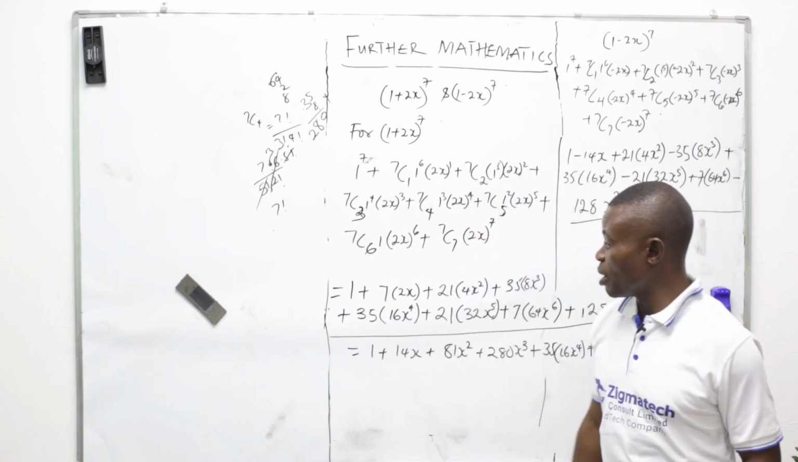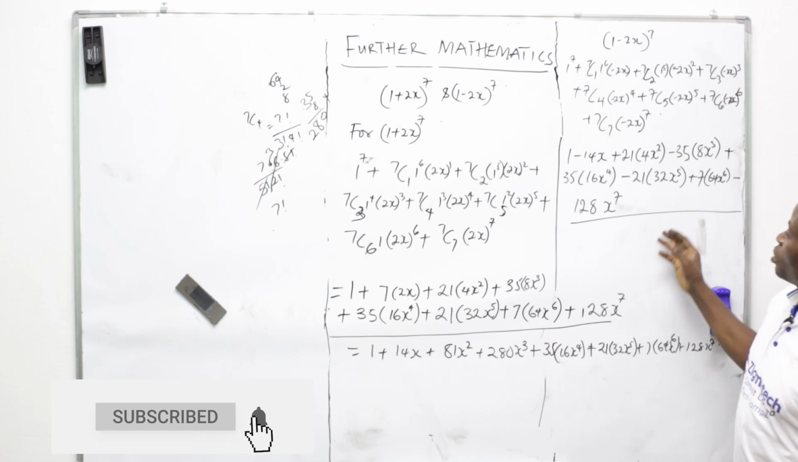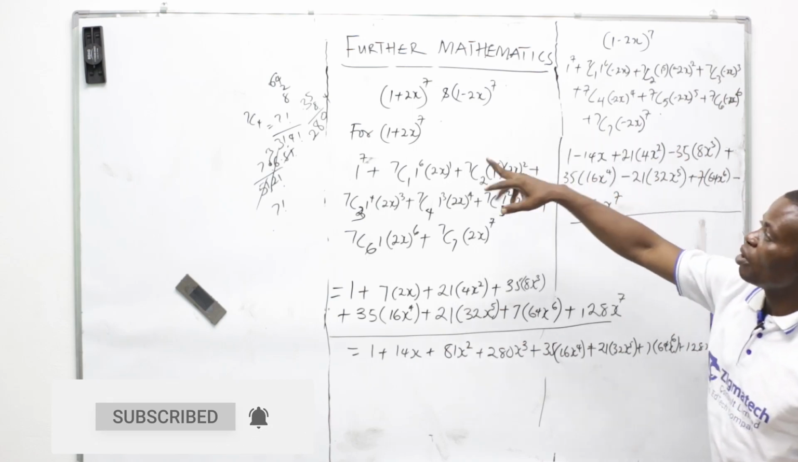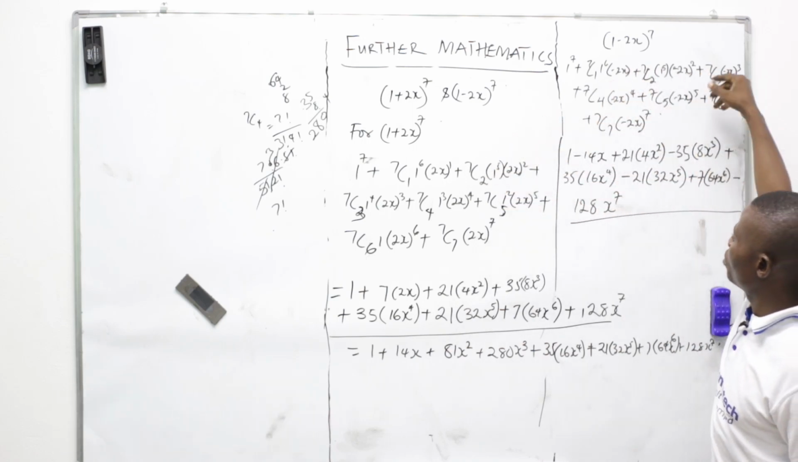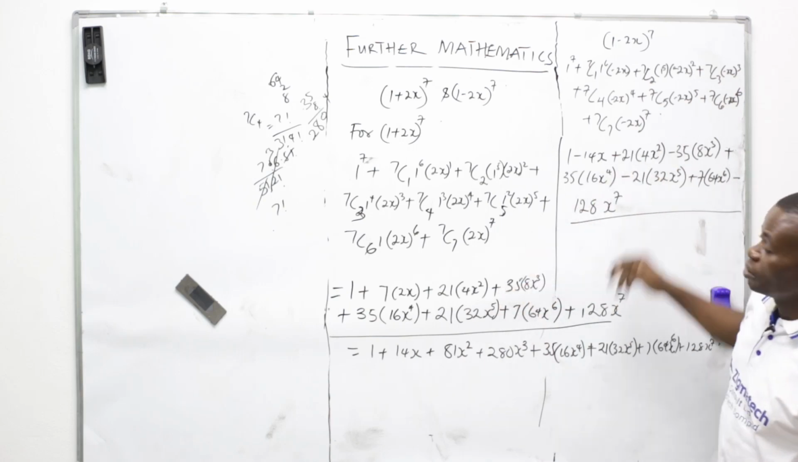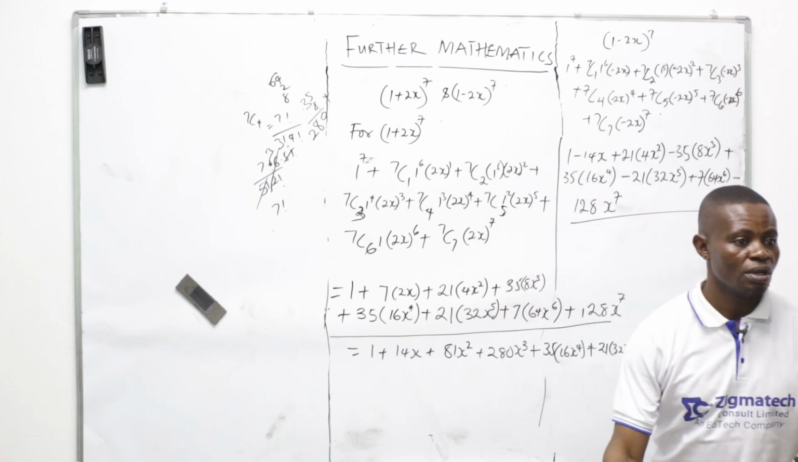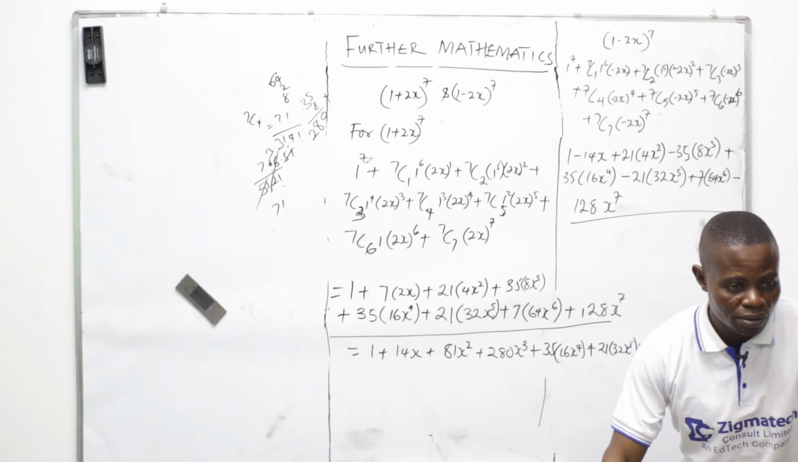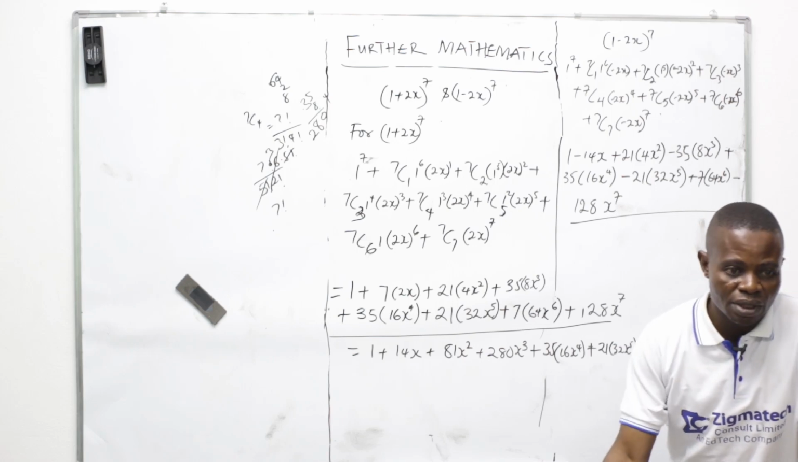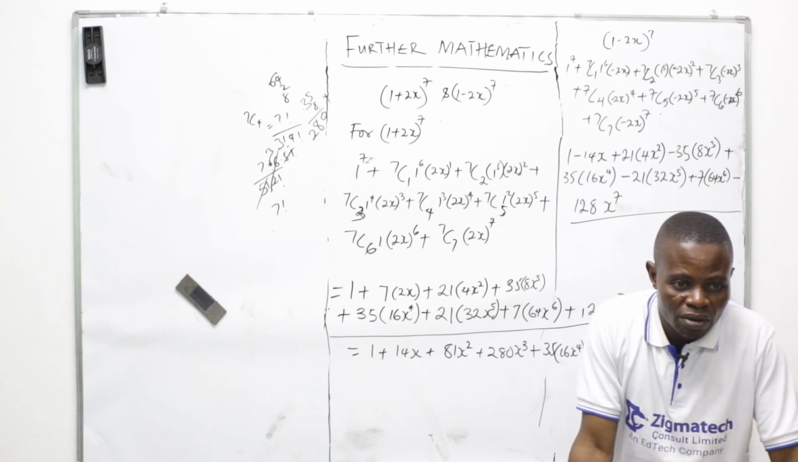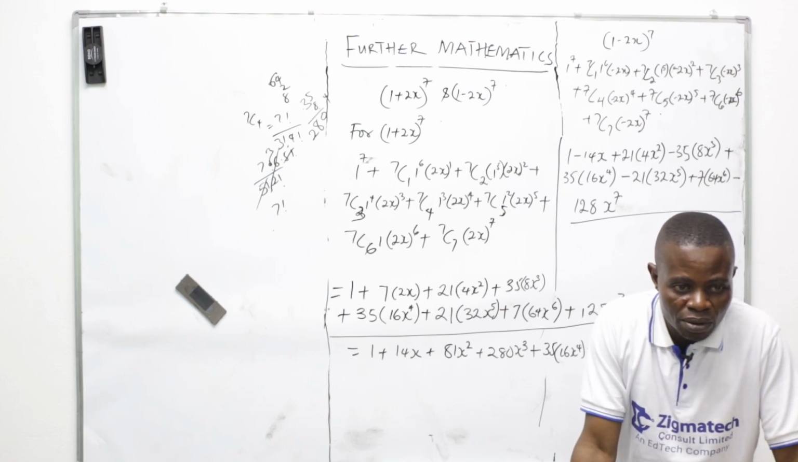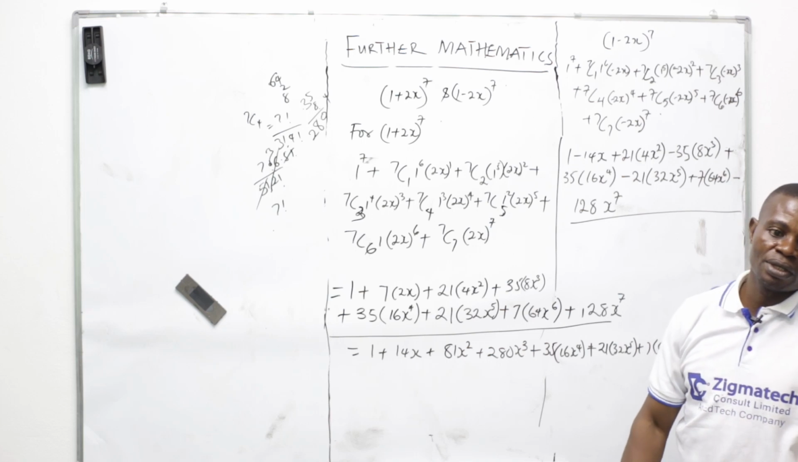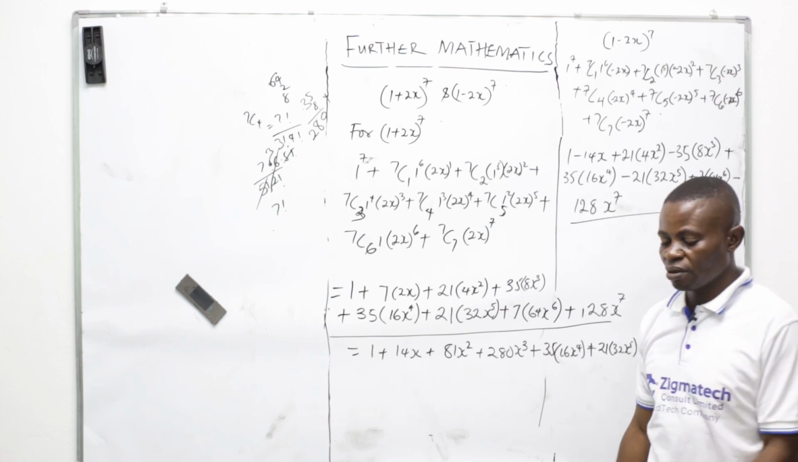Okay, we have done the binomial expansion for the two, 1 plus 2s and 1 minus 2s. Look at their expansion. So, we have this one now. The next question: find, correct to 3 decimal places, the value of 1.2 raised to power 7 minus 0.8 raised to power 7.